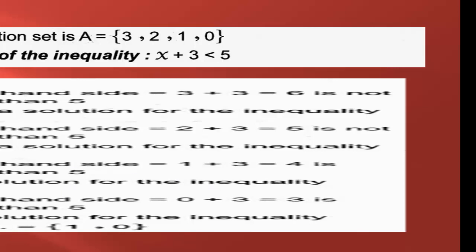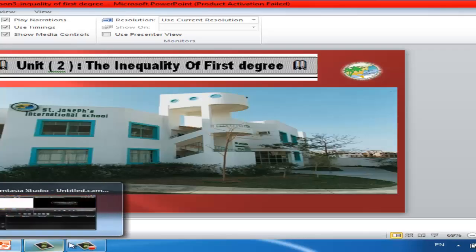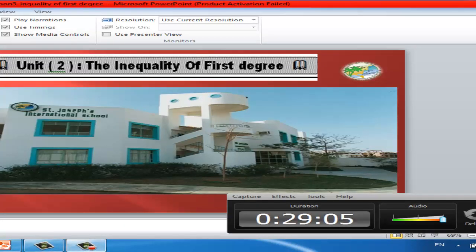Fine. At x equal 0, let's see: 0 plus 3 equals 3. Is 3 less than 5? Of course. 0 is a solution. So what is the solution set for this inequality? 1 plus 3 gives us 4, which is less than 5, and 0 plus 3 equals 3, which is also less than 5. So this is the solution set for this inequality. This is the last question. I hope everyone can understand. Thank you for good listening.